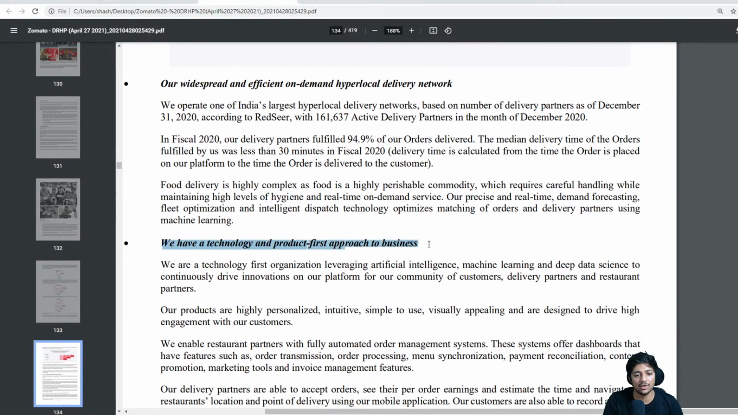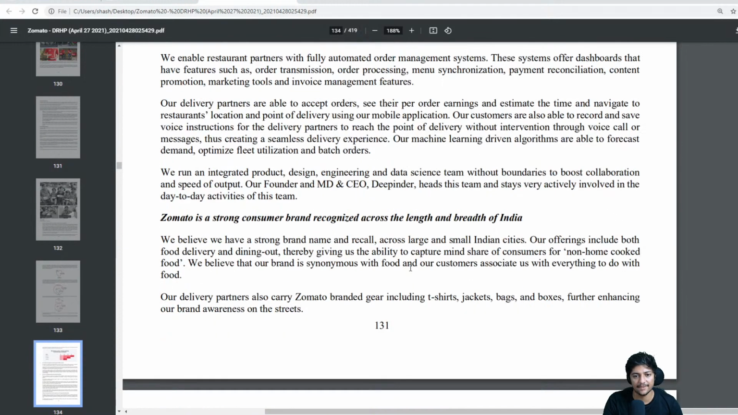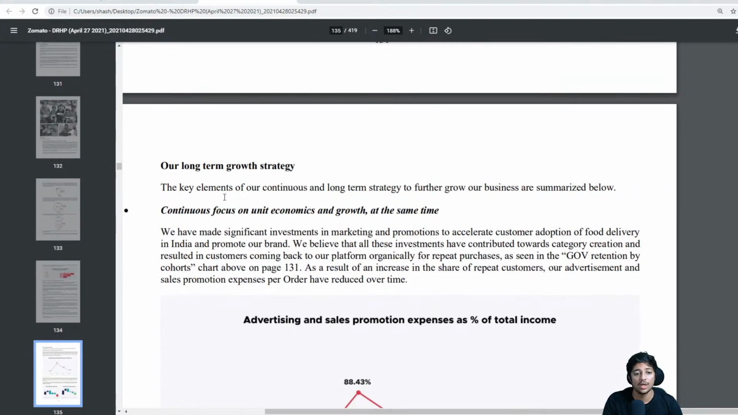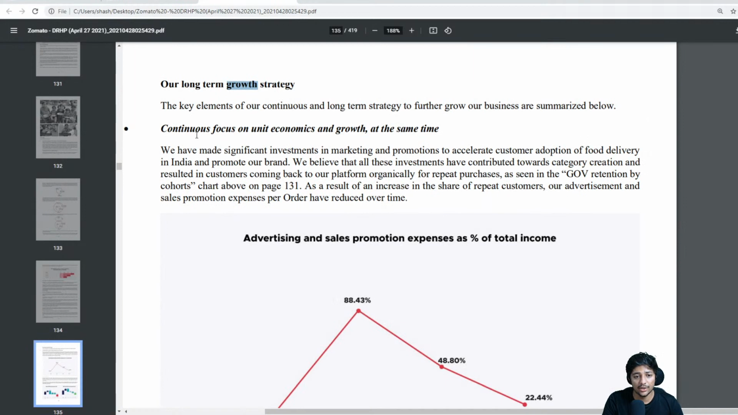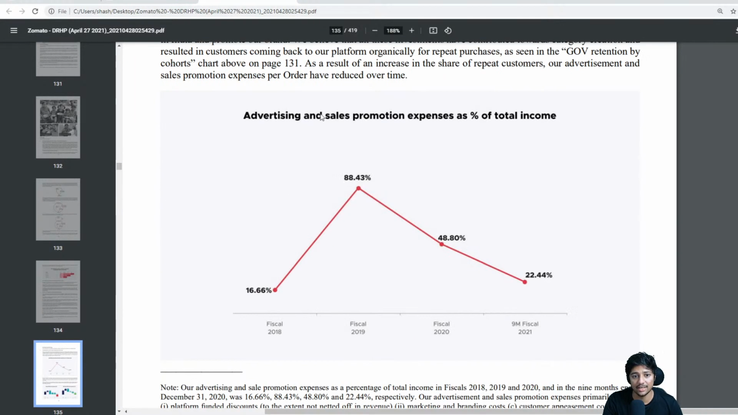We have a technology and product first approach to business. Zomato is a strong consumer brand across the length and breadth of India. That is true. A long-term growth strategy. Now, how are they going to grow? Continuous focus on unit economics and growth at the same time, which is something that we all need. Advertising and sales promotion expenses as a percentage of total income.